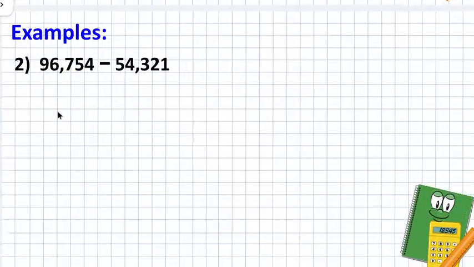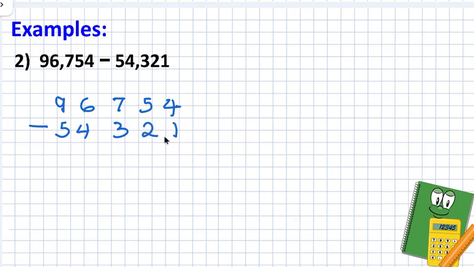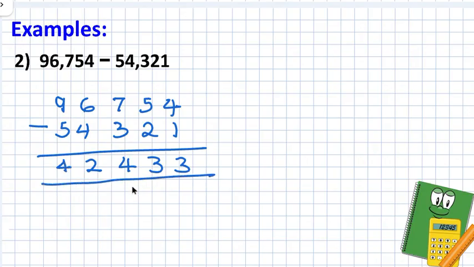So we have 96,754 minus 54,321. So let's subtract this. From the first column from the right, we have 4 minus 1, which is 3, 5 minus 2, 3, 7 minus 3, 4, 6 minus 4, 2, 9 minus 5, that would give us 4. So this is our answer.